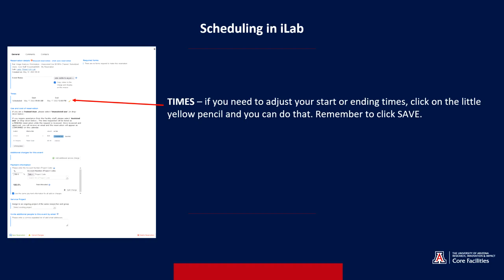If you need to change your starting or ending time, you can do that by clicking on this little yellow pencil right here. Please be aware that if you are setting up your appointment close to either the appointment right before or right afterwards, it may not allow you to schedule into the other person's time. Once you've set up the correct starting and ending times, remember to click the Save button. Otherwise, this form somewhat unhelpfully won't let you save it.